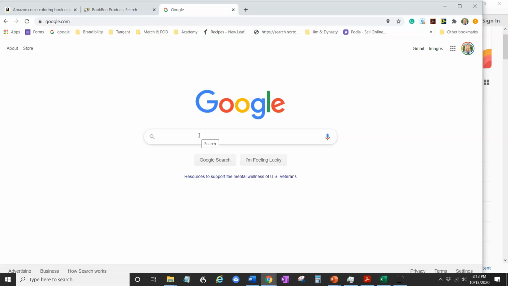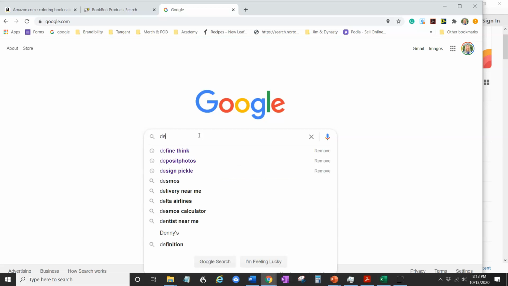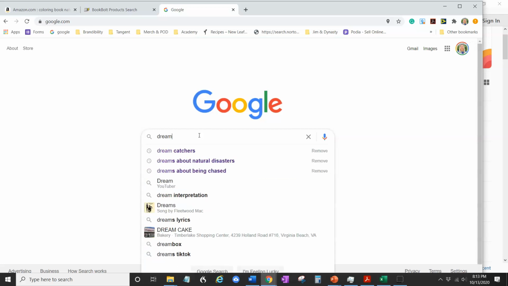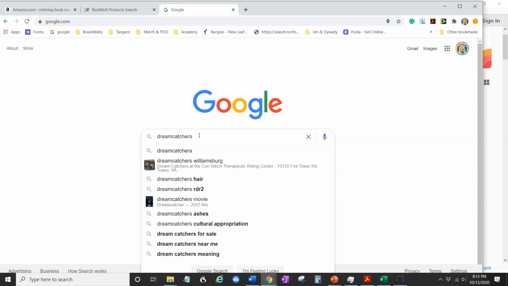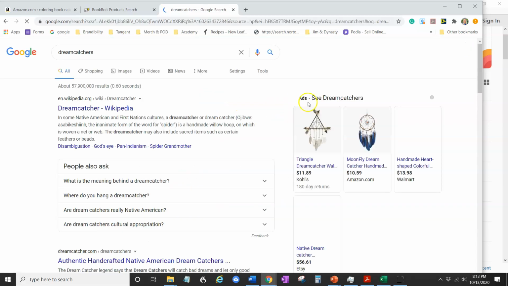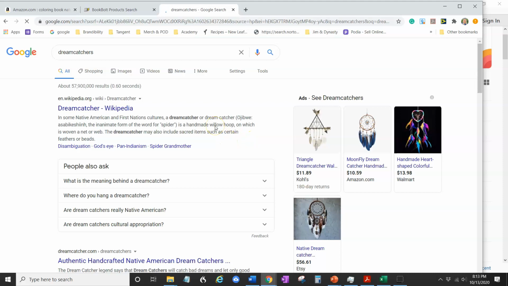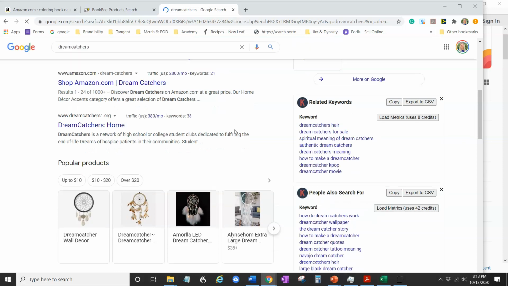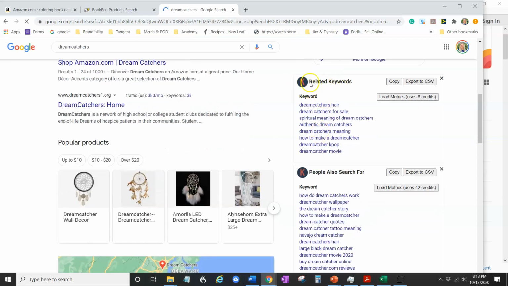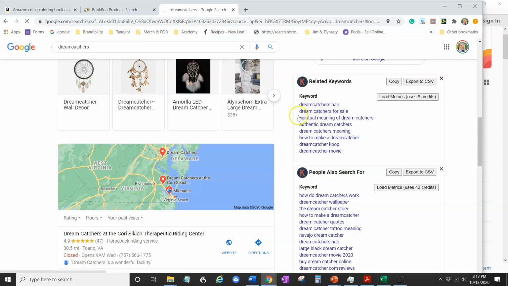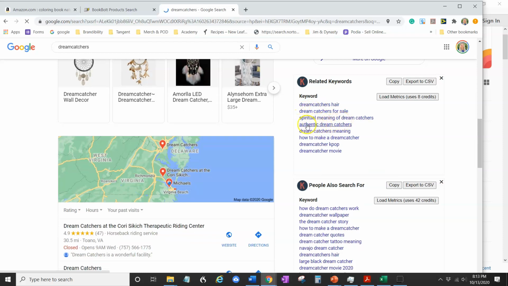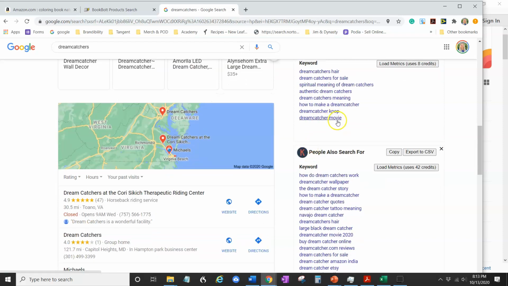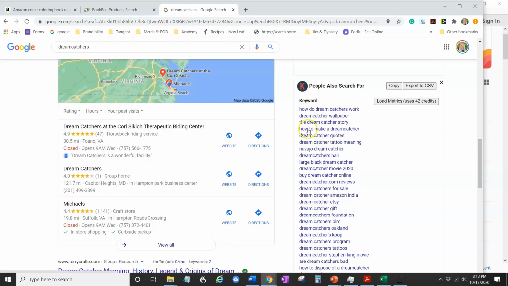But let's just type dream catchers into Google. Okay, so I thought this was really fun. I went through, and not only did I look at related words, this is that Keywords Everywhere: dream catchers, hair, cells, spiritual, right? That's another keyword. Let's see, dream catcher, K-pop. Who knew? There's all sorts of fun stuff you can find out.